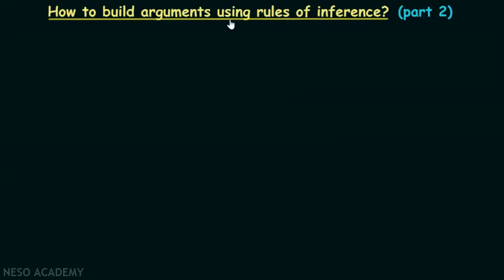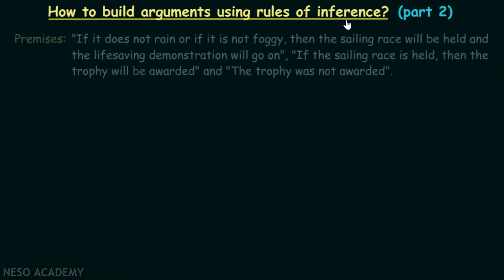This is part 2 of how to build arguments using rules of inference. In this lecture, we will consider one more example to help cement the concept of how to build arguments using rules of inference. Let's consider these premises.